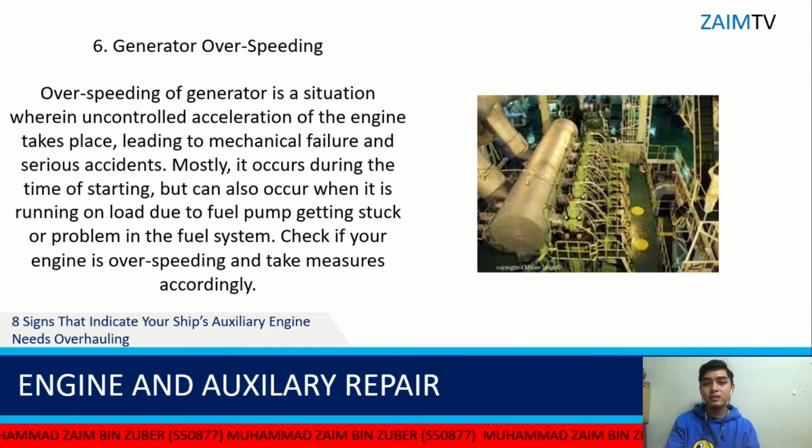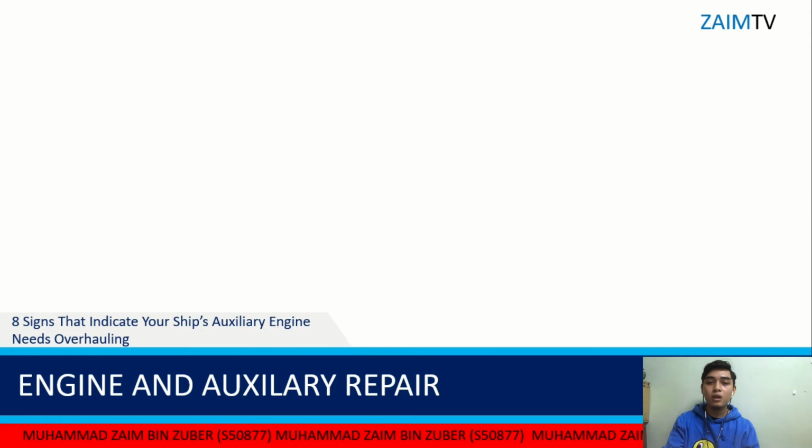The sixth sign is generator overspeeding. Overspeeding of generator is a situation wherein uncontrolled acceleration of the engine takes place, leading to a mechanical failure and serious accidents. Mostly, it occurs during the time of starting, but can also occur when it is running on load due to fuel pump getting stuck or problem in the fuel system. Check if your engine is overspeeding and take measures accordingly.